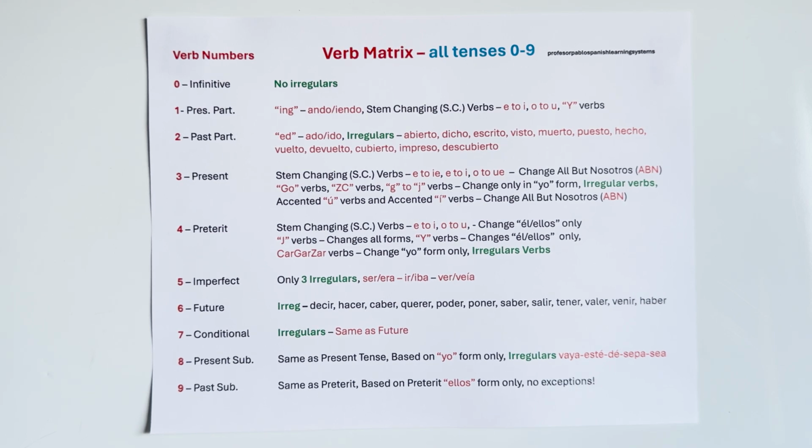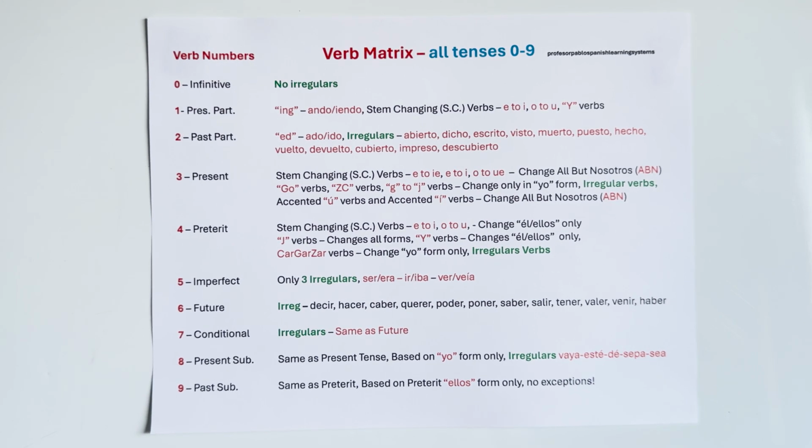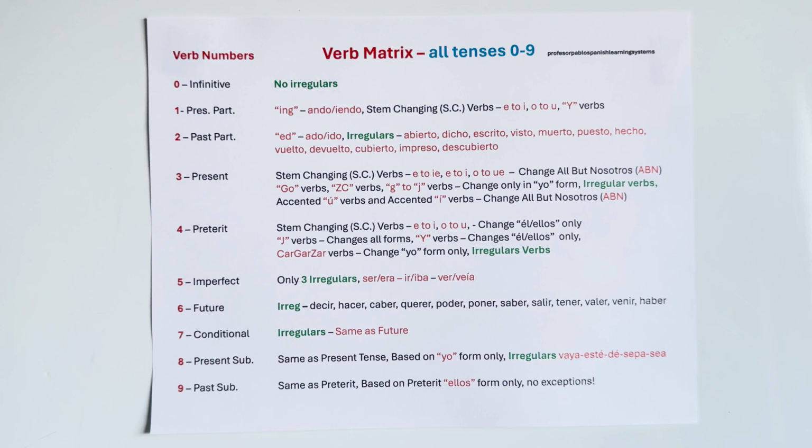We also, in the present tense, have the accented U verbs and accented I verbs. There are only a few, but certainly the verb graduarse is used all the time, especially in the springtime for graduation. Graduarse, when does that accented U happen? When does the accented I happen? All but nosotros. So when we're talking about the stem changing verbs E to IE, E to I, and O to UE, talking about the accented U and the accented I, when do they happen? All but nosotros. That's a nice pattern that exists.